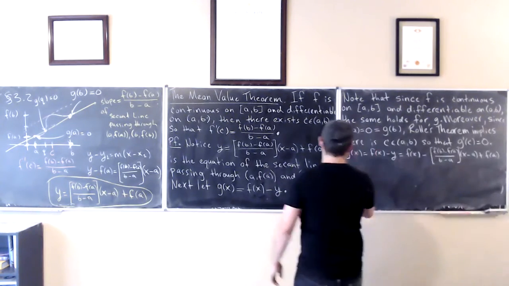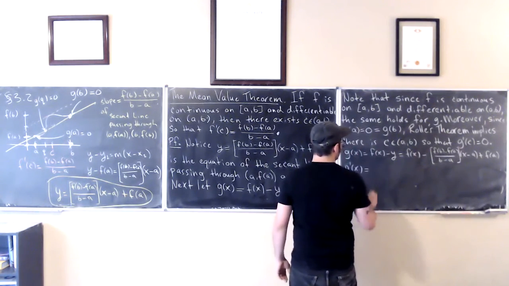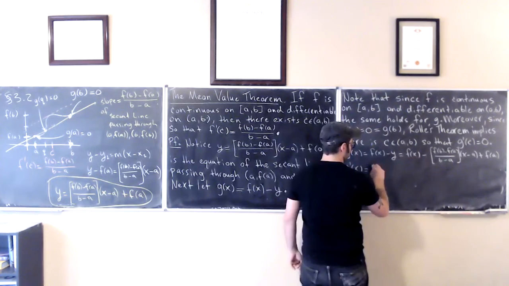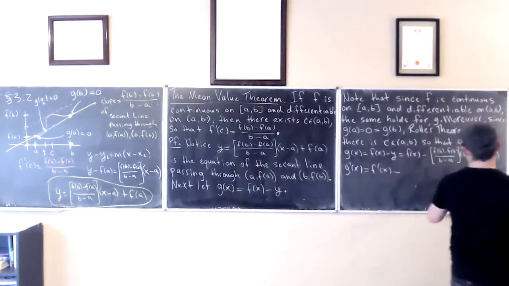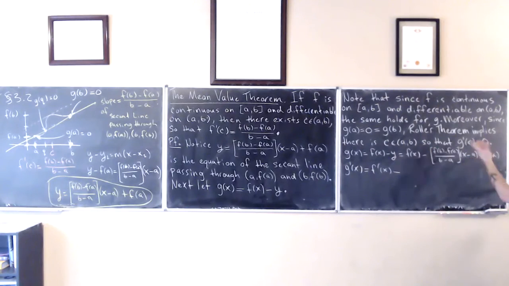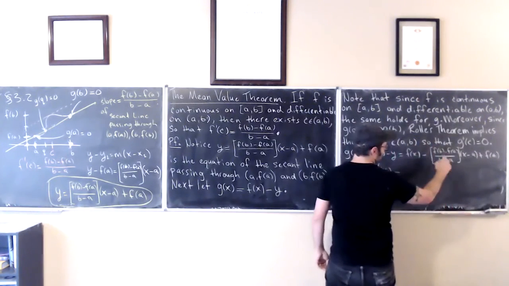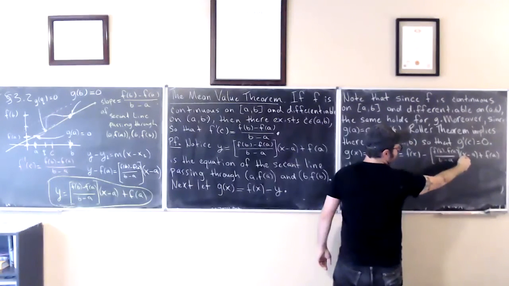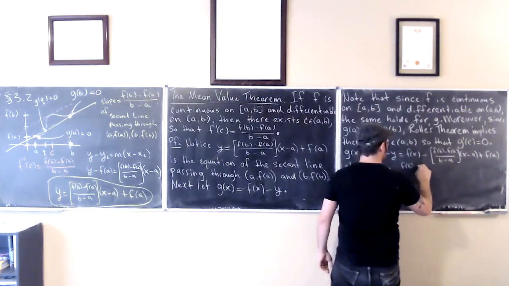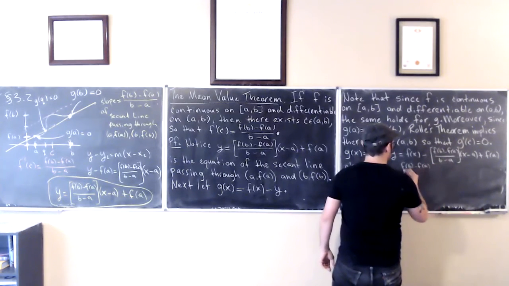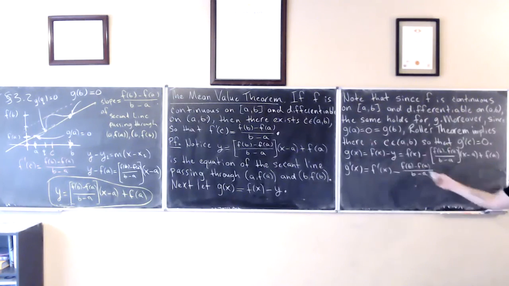So then if we take G prime of X, it's equal to the derivative of F with respect to X minus this times X, and then that's a constant goes to 0, that's a constant goes to 0. So we're just left with that piece right there, the coefficient of X to the power of 1. So that's what the derivative looks like.